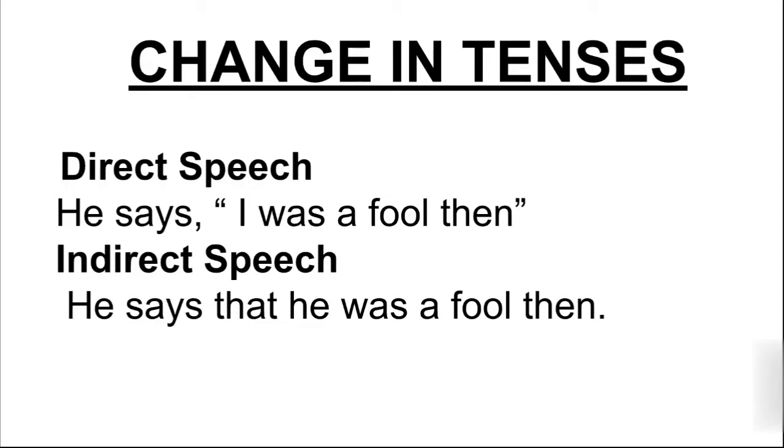First of all, change in tenses. If the reporting verb is in present tense or future tense, then the verb in the reported speech does not change. The only change is that we add "that" and remove the quotation marks. For example, "He says, I was a fool then." It is in direct speech. We know the reporting verb, he says, is in present tense. So there is no change in the verb in the reported speech. When converting to indirect speech: He says that he was a fool then. So that is the first point.